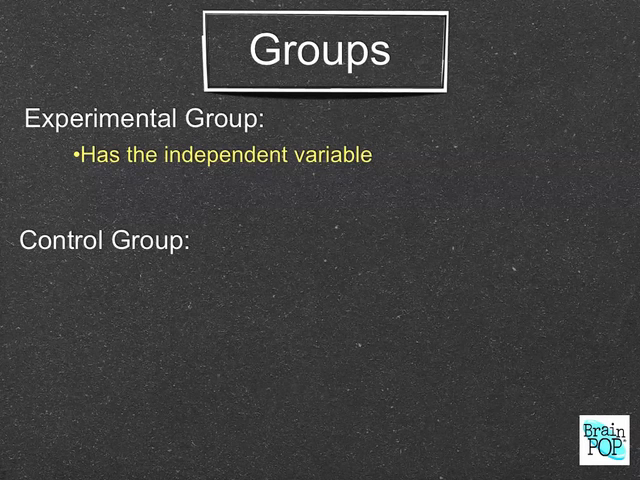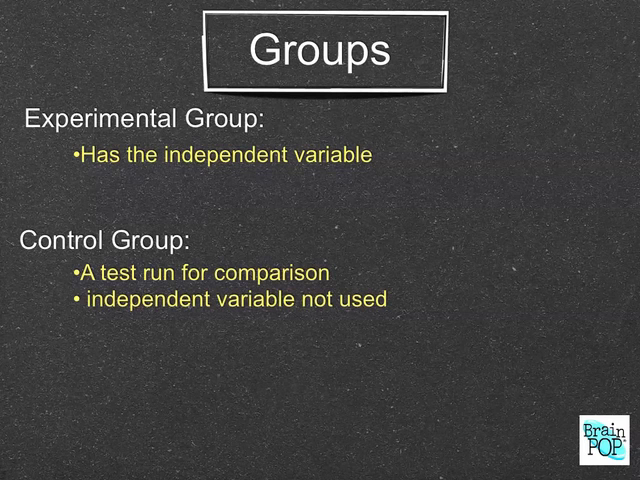All right, so the experimental group has the independent variable. Something's been changed, the vitamin C, for example. We've altered something about it. The control group is just sort of a test run. It's used for comparison. You don't change the independent variable in it. You just treat it normally. And you always have to have that control group. You need a group for comparison.